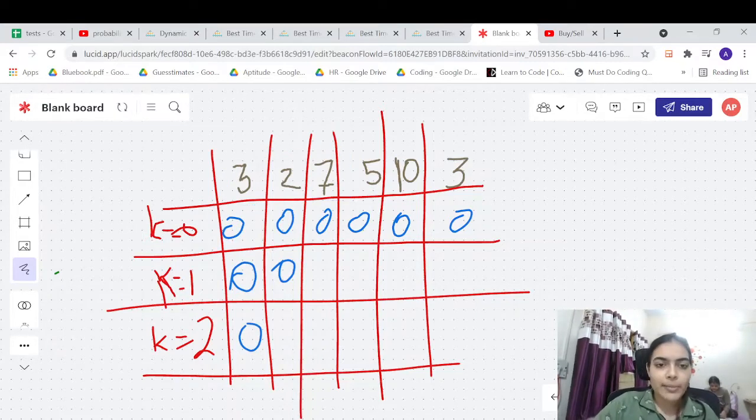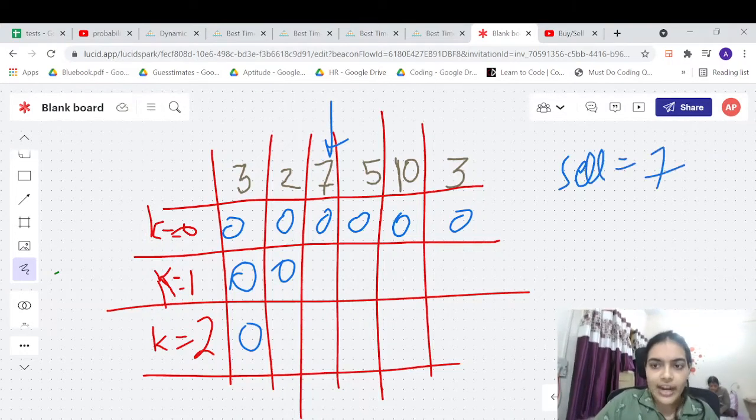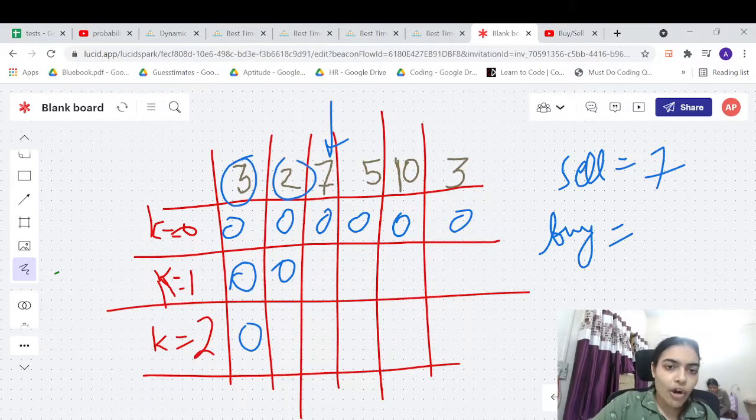Now in this case, what will be the best profit? For 7, we are going to fill the best value. How are we going to find out? Suppose you are going to sell at day 7. At which day should you have bought? You have two options of buying, right? Either at 3 or at 2.